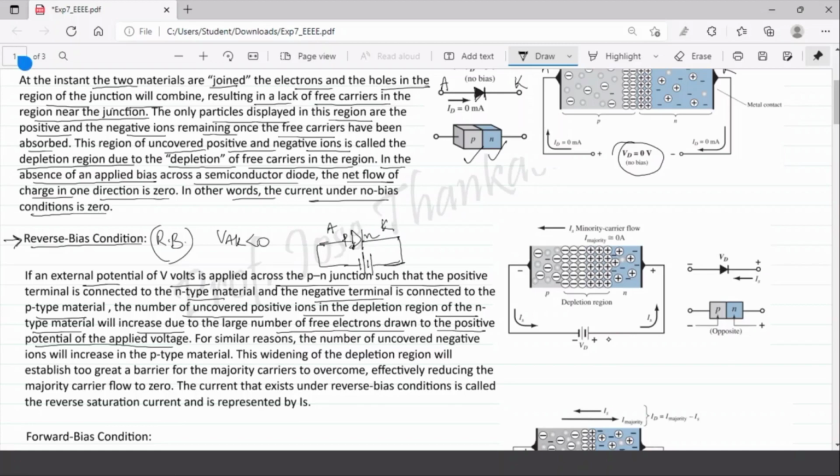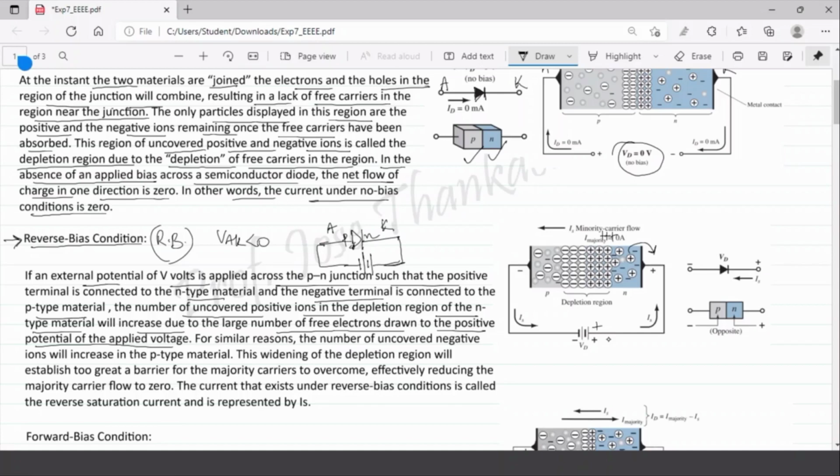Why? Because this positive is connected to the N-type material. Whatever electrons are there get attracted towards this positive polarity. As a result, these negative charges will move to the right to this particular terminal, leaving behind positive. So you can see positive charges get accumulated at the depletion region on the N side, the N-type semiconductor.